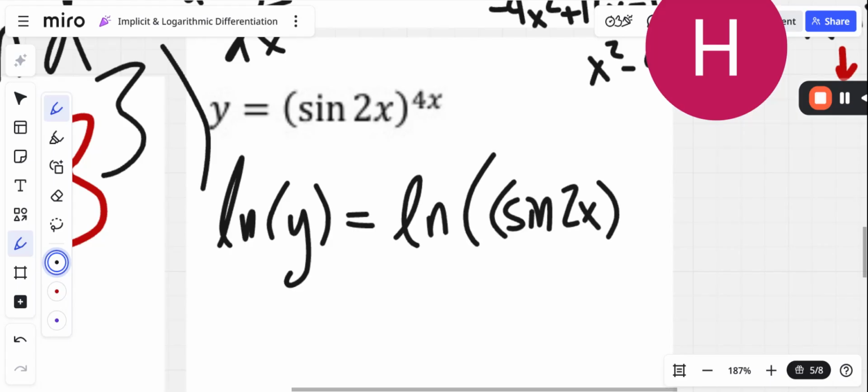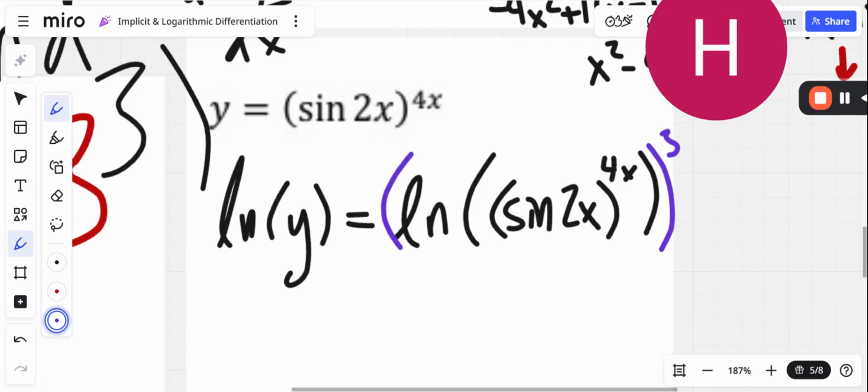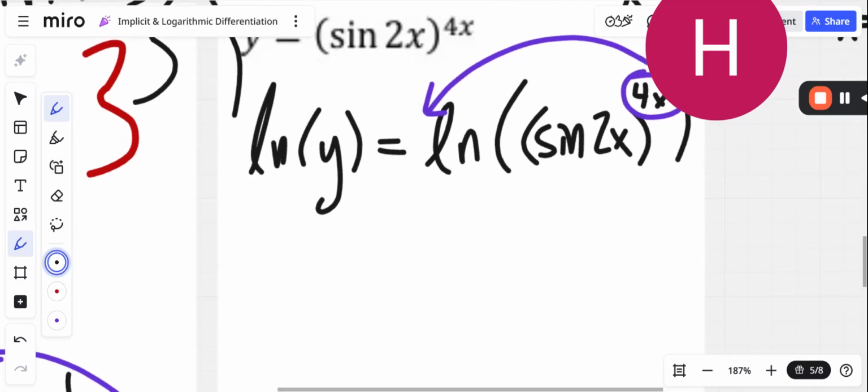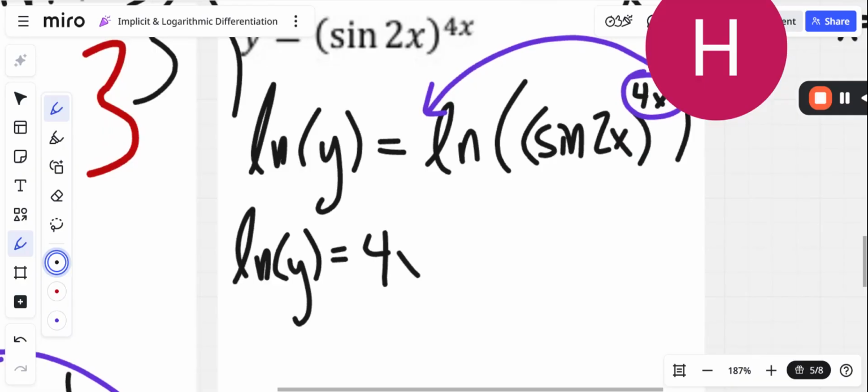Notice that the power has to be on this thing inside of the logarithm. It's not on the overall logarithm. Like if I had a 3 here, I cannot just move the 3 to the front. It has to be on the actual argument of the logarithm. Okay, little digression there. Let's use the power property. Get the 4x in front, and now we have ln of y equals 4x times ln of sine of 2x.